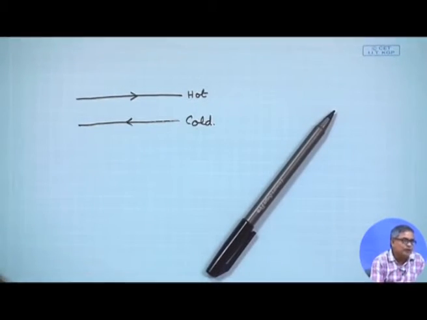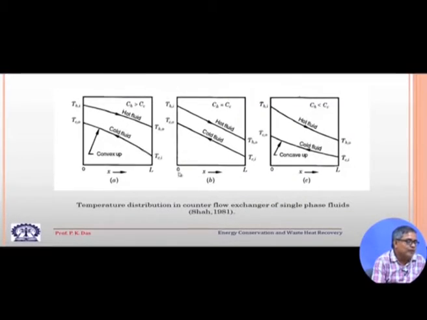So, if we go back to the PPT, then we will find the temperature distribution in a counter flow heat exchanger of single phase fluid. This figure has been taken from the book of Arkesha. The hot fluid enters at THI and goes out at THO, its temperature will fall, and then the cold fluid enters at TCI and goes out at TCO, its temperature will increase. This is for a case when CH is greater than CC.